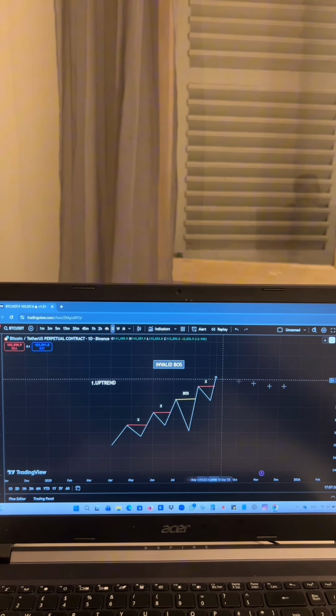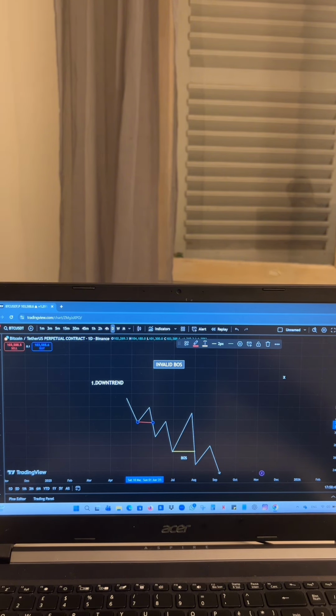After that, when we're talking about finding an invalid BOS in a downtrend, the market is making lower lows, lower highs, and at some point it's going to make a BOS as well. Just like before, we are going to mark out the valid BOS first. So this is the valid BOS, and the rest, these are going to be invalid BOSs. So these are the invalid BOSs made in the market.